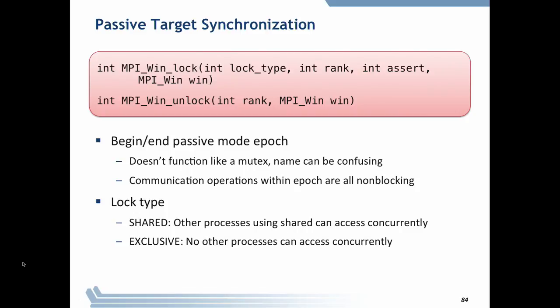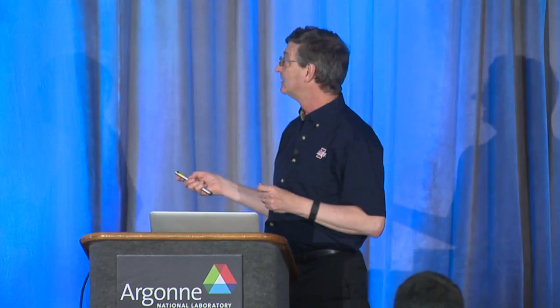But it still doesn't say that this lock operation is a mutex. There's nothing that says that this won't return until I have exclusive access to the window. And then unlock is the way you end that set of accesses. This assert is used to provide some information that, again, can be used to optimize. You might say, well, why not use an MPI info? Well, why do you think we didn't use an MPI info there?